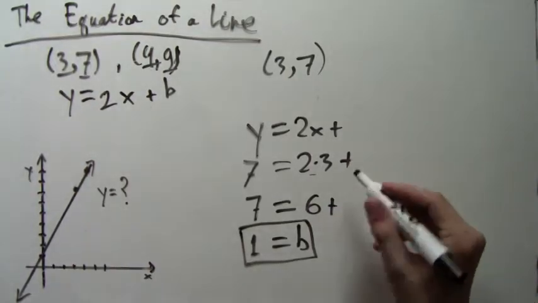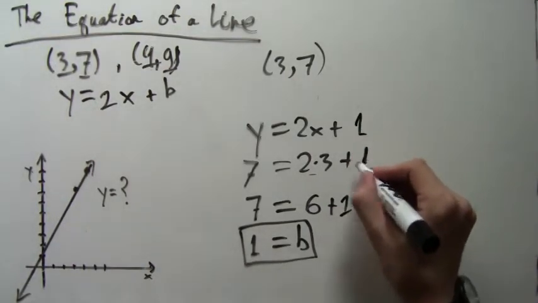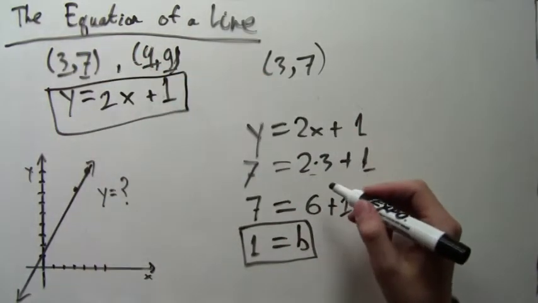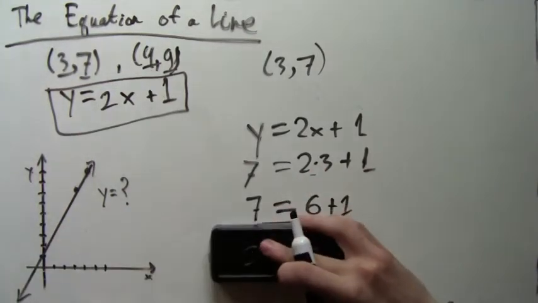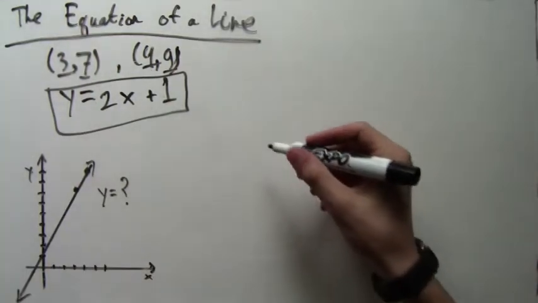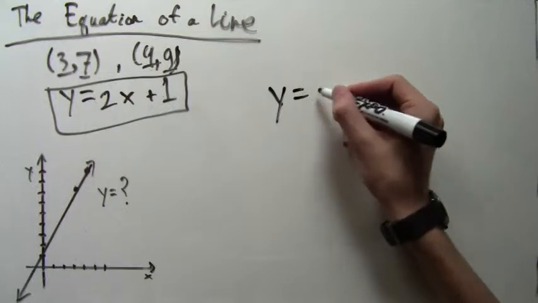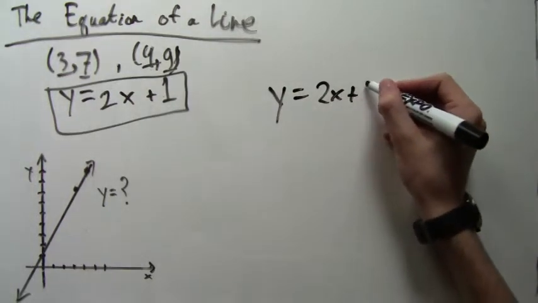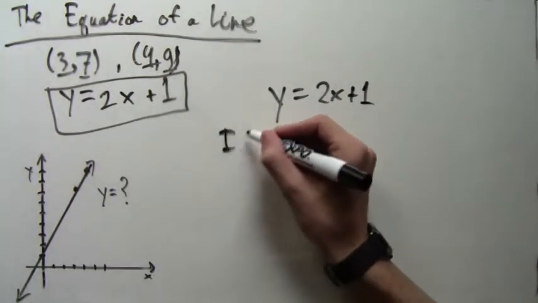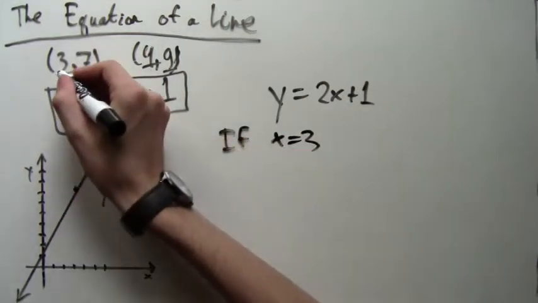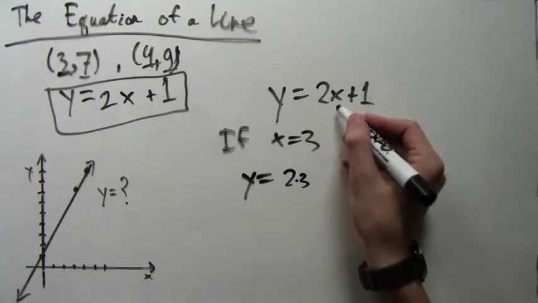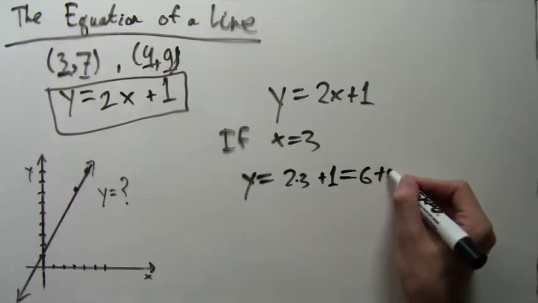And there we have it. A formula which gives us our linear function that passes through the two given points. Now we can check our work by plugging in x equals 3 and x equals 4. I will rewrite the function, and then if x equals 3, which is the x-coordinate of our first point, then y should equal 2 times 3 plus 1, which is 6 plus 1, which is 7.